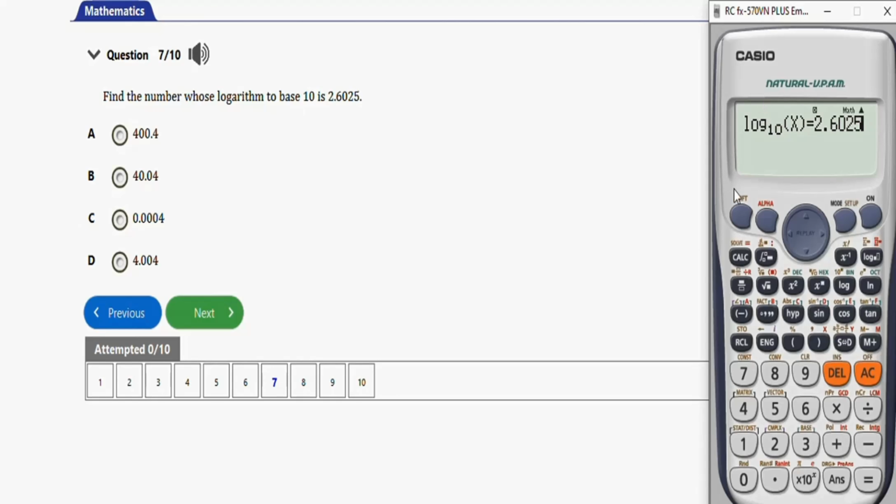Let's solve this. Press shift and this calc button, assign x to be 0. Very important, press equal. So we have it to be 400.4. The right option is option A. Okay, so it's as simple as this, guys. Very interesting. The next question will be this one.